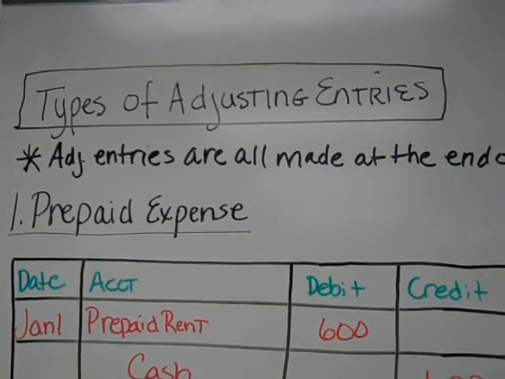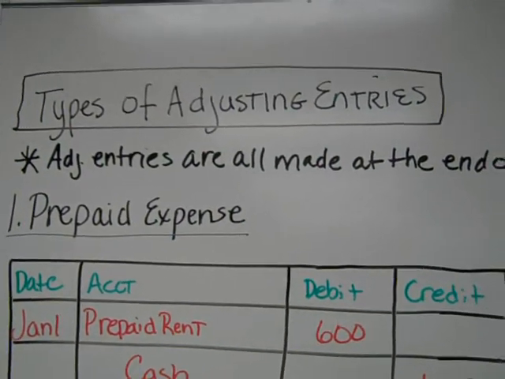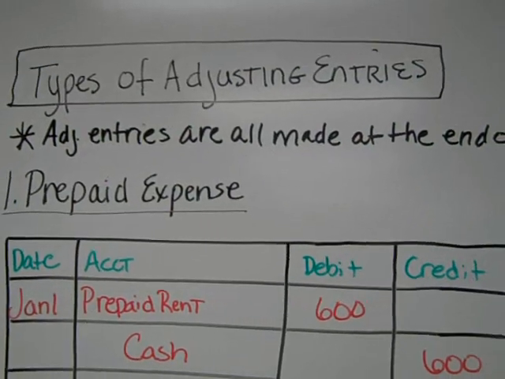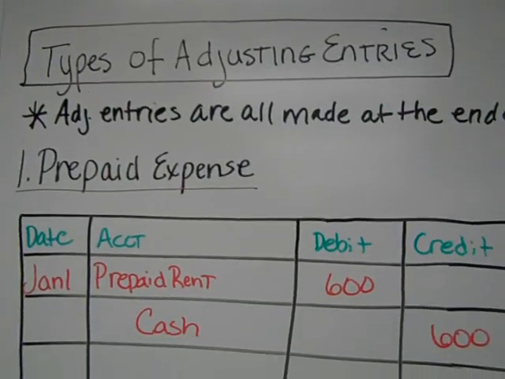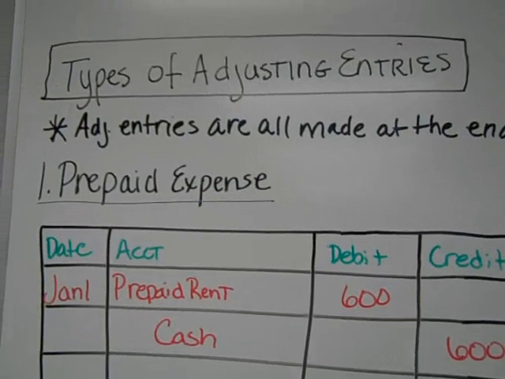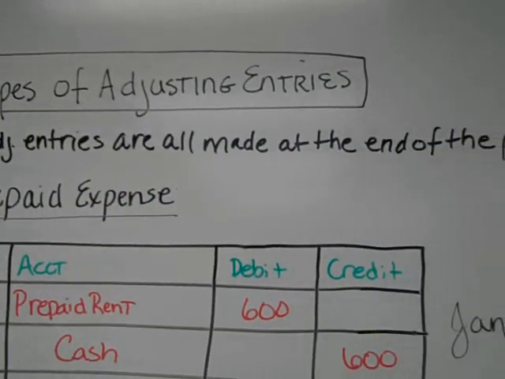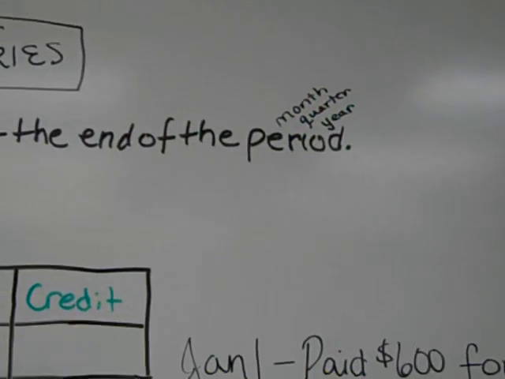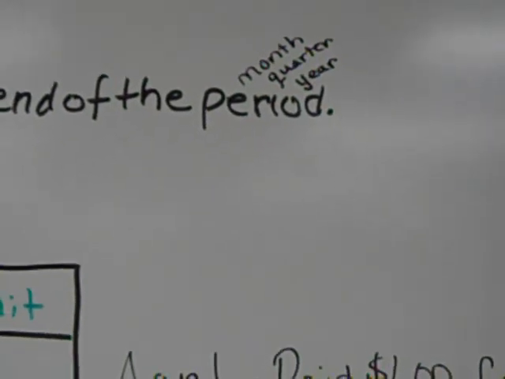We will now discuss the types of adjusting entries that are identified in your book on page 139. The first of these are prepaid expenses. A note is that adjusting entries are all made at the end of the period, a period being a month, a quarter, or a year.